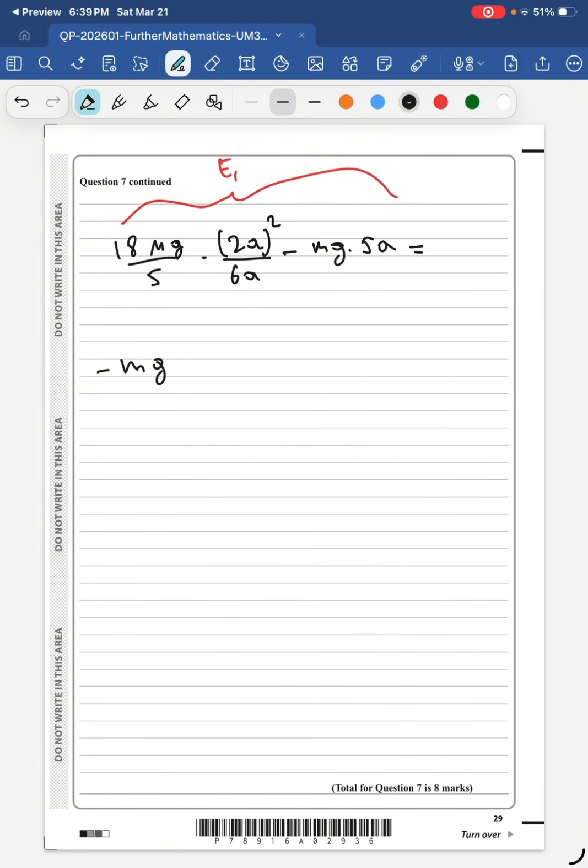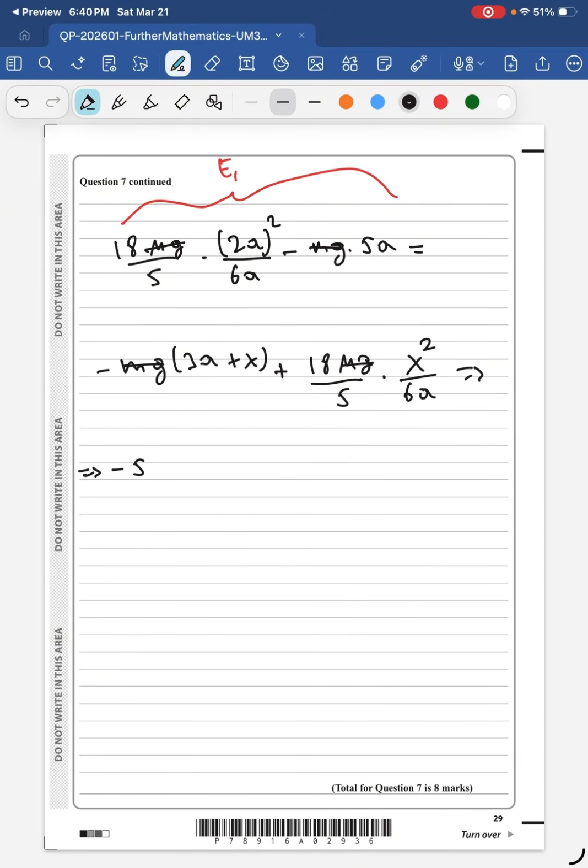Now the energy at point 2 is going to be minus mg times 3a plus x, right? Plus the elastic energy, which is going to be 18mg over 5 times the extension. The extension is now just x, so x squared over 6a. Okay, I hope this makes sense. And the kinetic energy is 0 because it comes to an instantaneous rest. So the mg's cancel like before, I think, and we are left with the following.